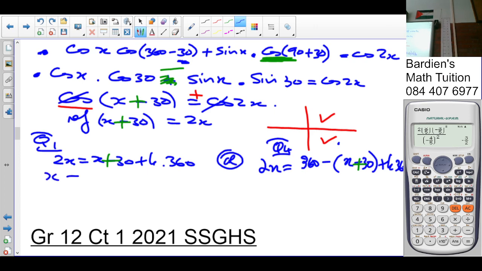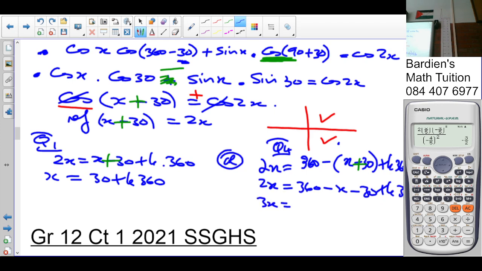Alright, so here we go. x is equal to, of course, 30 plus k times 360, correct? And then 2x is equal to 360 minus x minus 30 plus k times 360. So that is going to give us 3x is equal to 330 plus k times 360. So x is 110 plus k times 120.